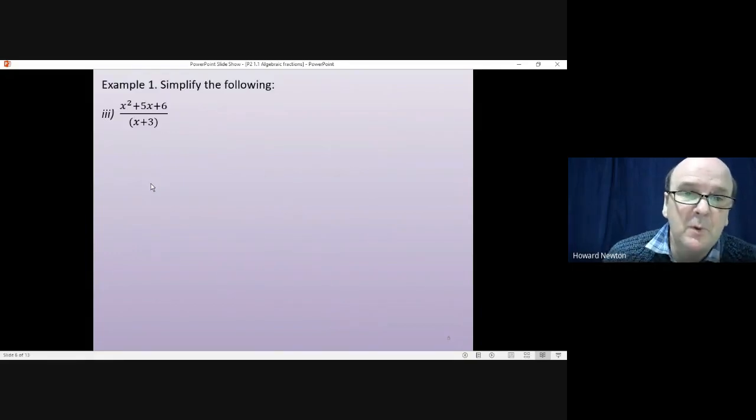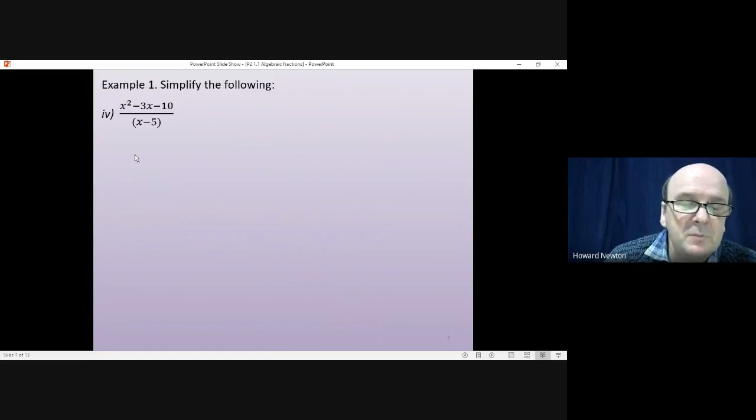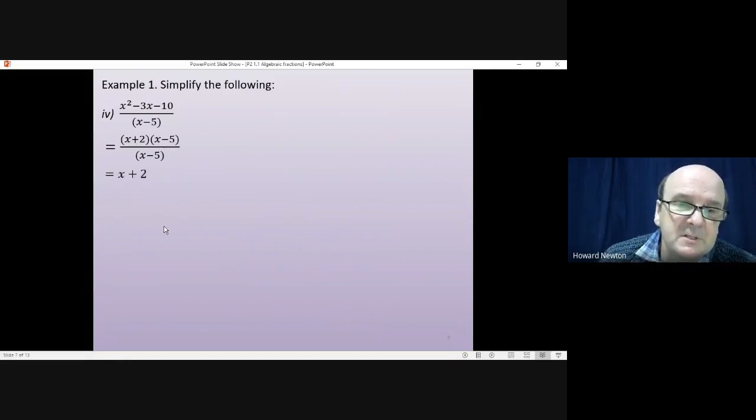Question 3, a little bit more work needed here. You're going to have to factorize the quadratic on the numerator of the fraction first of all. Factorizing that gives us x plus 3 times by x plus 2. And then we have a common factor on the top and bottom of the fraction. We can cancel these, and that just leaves us with x plus 2. And the last question, again, we can factorize the top of the fraction. So the numerator will factorize into x plus 2 times by x minus 5. And again, we've got a common factor on the top and the bottom. We can cancel those, and that will just leave us with x plus 2.